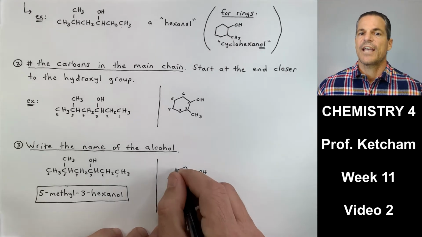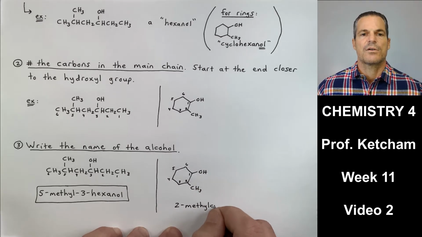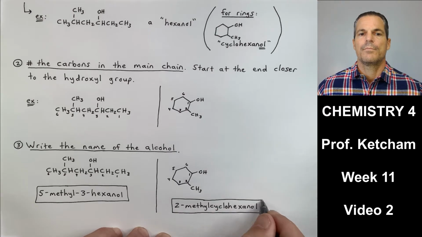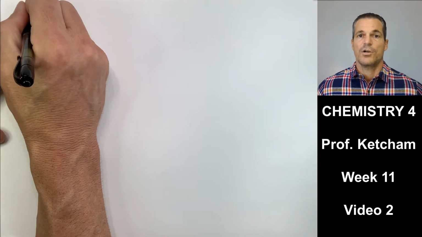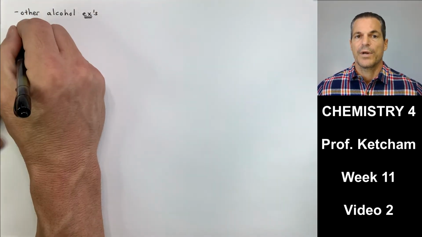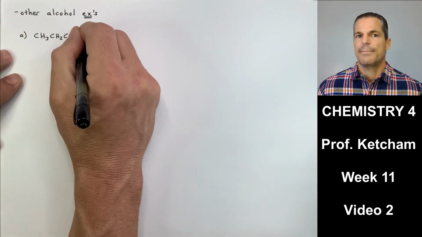Now let's go to my cyclohexanol. Remember, this is not a benzene ring. That's why this is an alcohol. 2-methyl-cyclohexanol. You don't have to say 2-methyl-1-cyclohexanol. The 1 is understood because the OH will always get the 1 if it's attached to a cyclohexane ring like that, cyclohexanol.